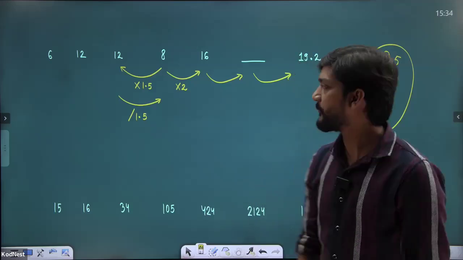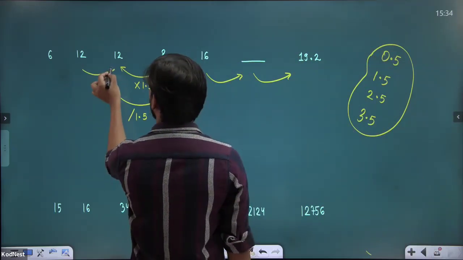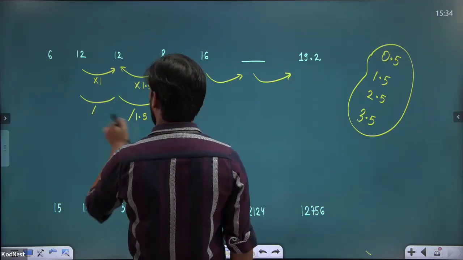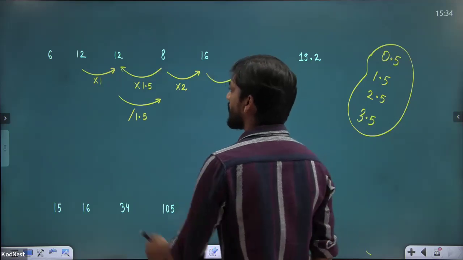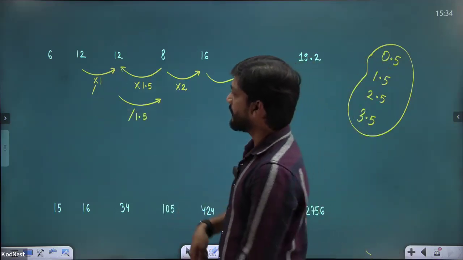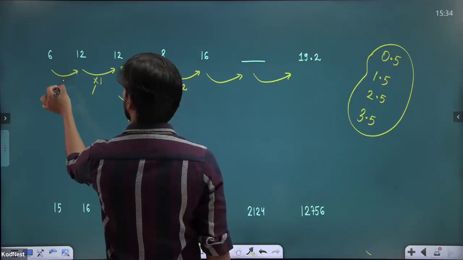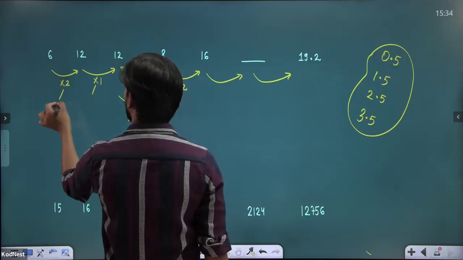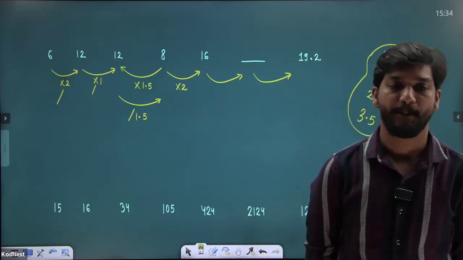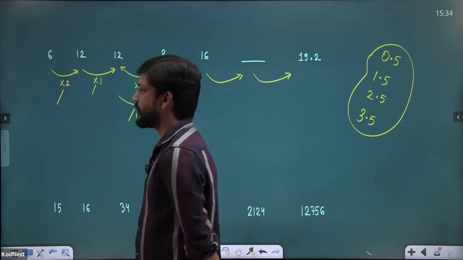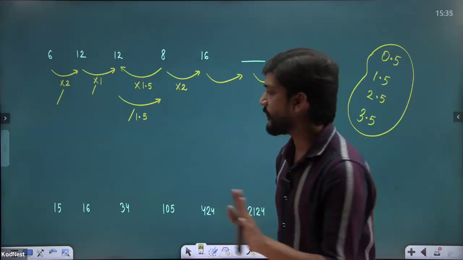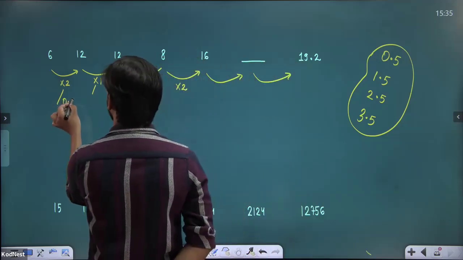Okay. Now next one. Here I can say 12 into 1 or 12 divided by 1. Anything will work out, so let's keep one only. Multiply or divide, both I can say. Previously, what can I say? 6 into 2 I can say, or 6 divided by what? Divided by what will give you 12? 0.5. Please confirm this. If you divide by 0.5, will you get 12?